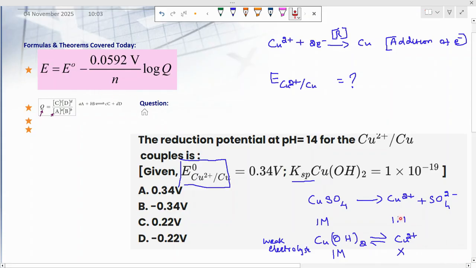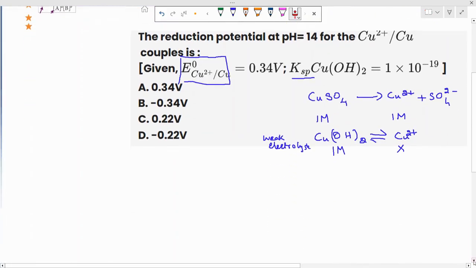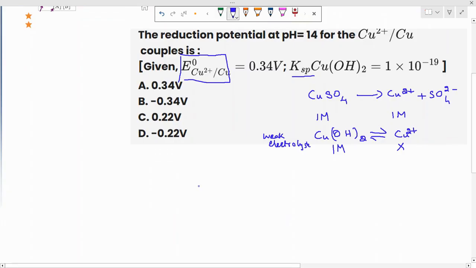So they have asked this one. I'm going to give a complete formula for you. They are asking for the E half cell for the reduction of Cu2+ to Cu at the given condition. And then they have given the standard condition Cu2+/Cu reduction potential. And then the formula has 0.0592.